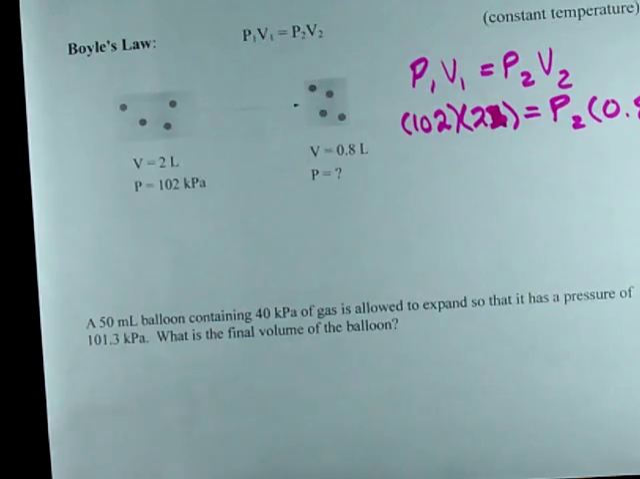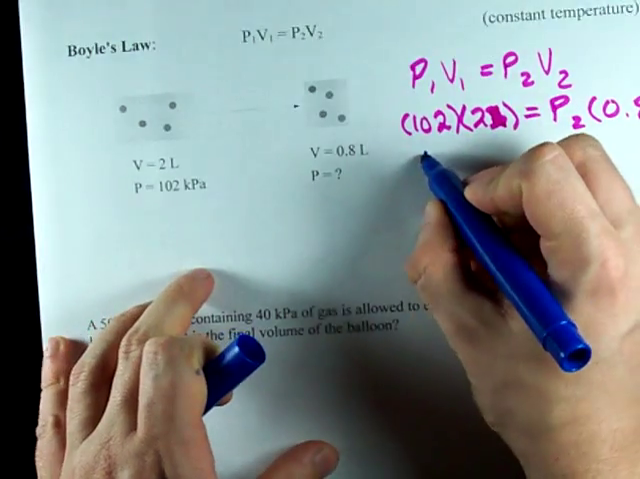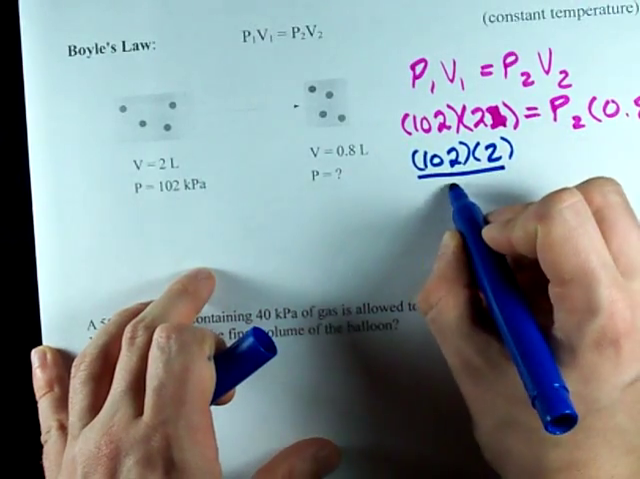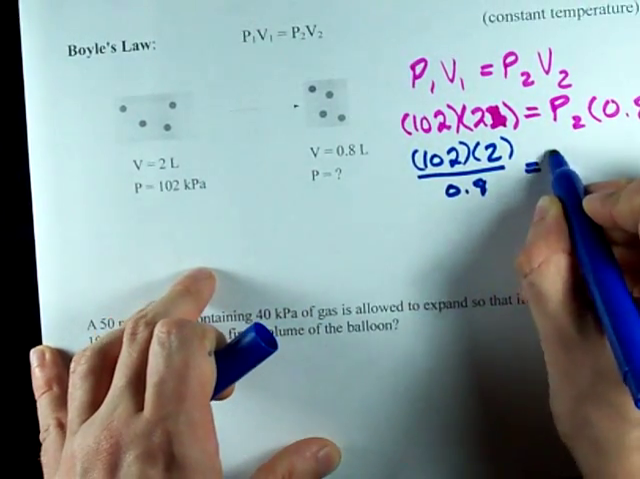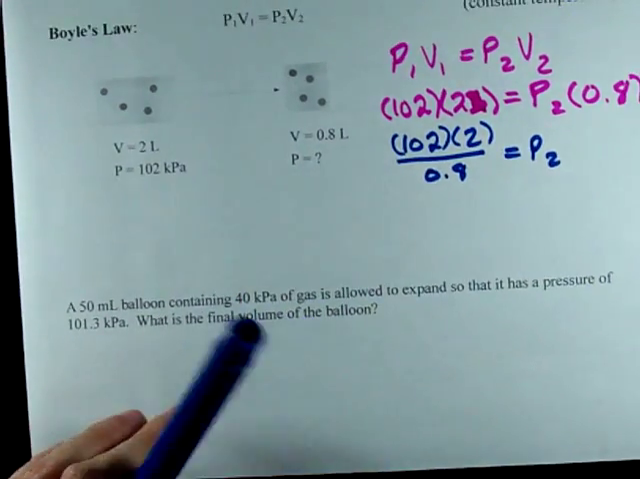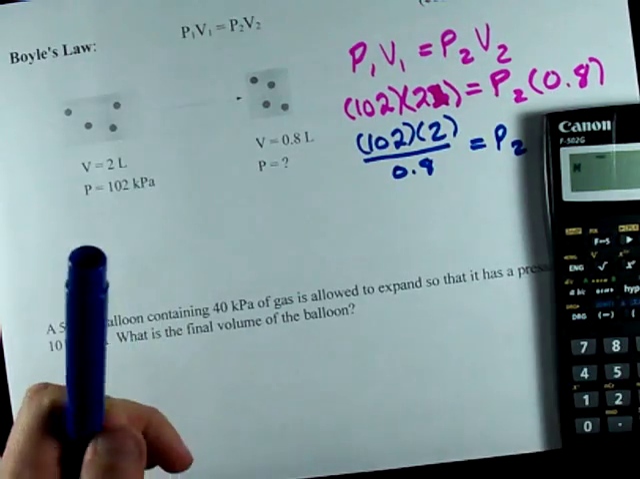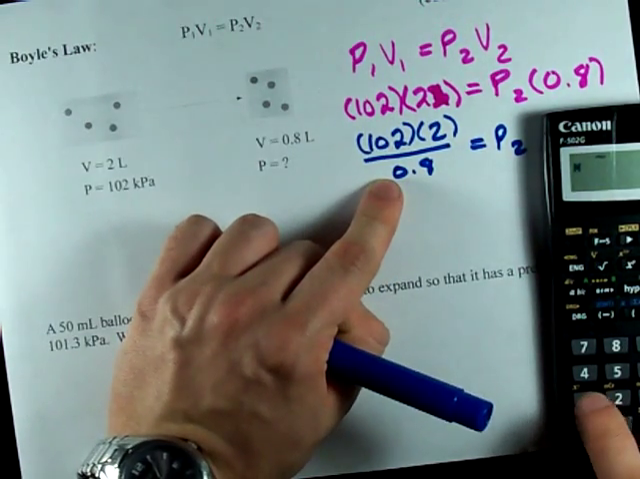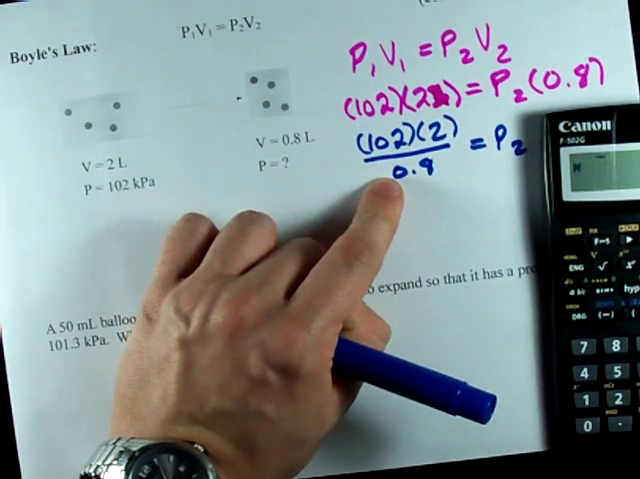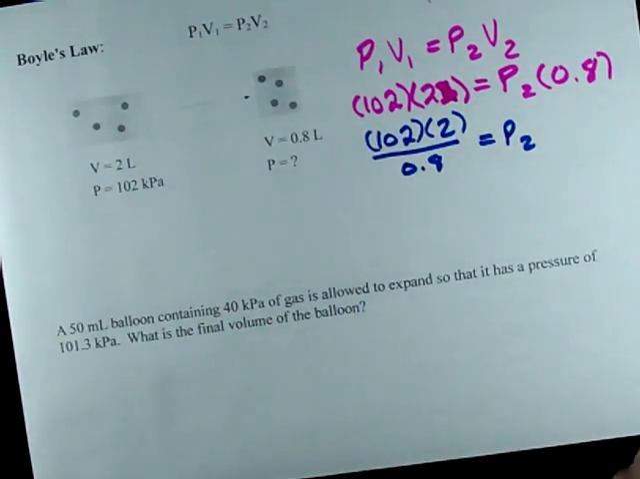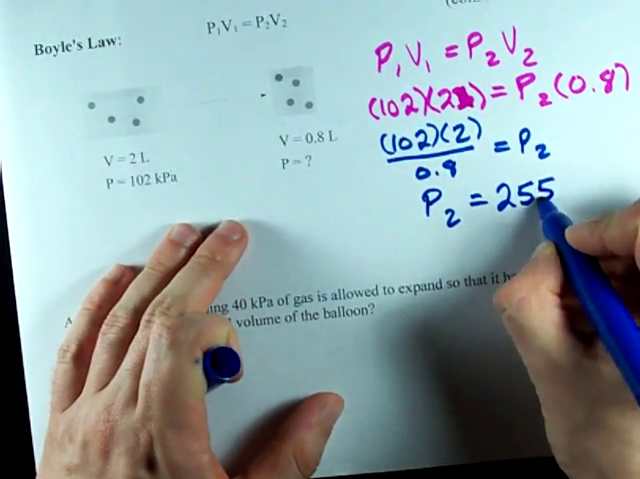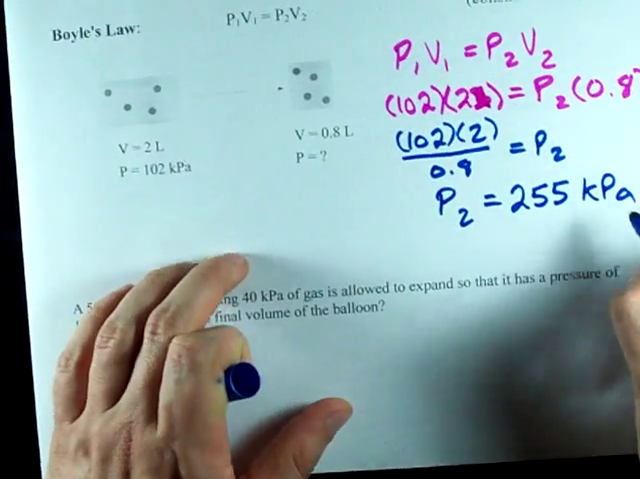So, how do I solve for P2? Well, the answer is I take my 102 times 2 and I divide it by 0.8. We undo this multiplication by dividing on the other side. And this is where I call in my best friend, Nick Cannon. 102 times 2 divided by 0.8. 255. So all of a sudden, my pressure is up to 255 kilopascals.